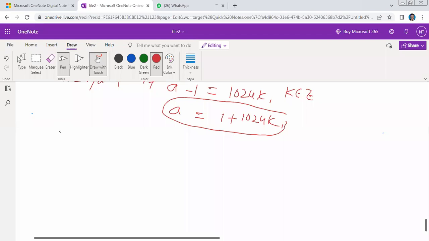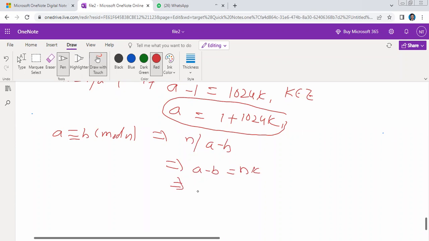Next, in general, A congruent to B modulo n means what? What is our scenario? n divides A minus B. In general, what is the meaning of this? A minus B is equal to nk. So, A is equal to what? A is equal to nk plus B. Quotient, remainder: nk plus B, in the form of A is equal to BQ plus R.